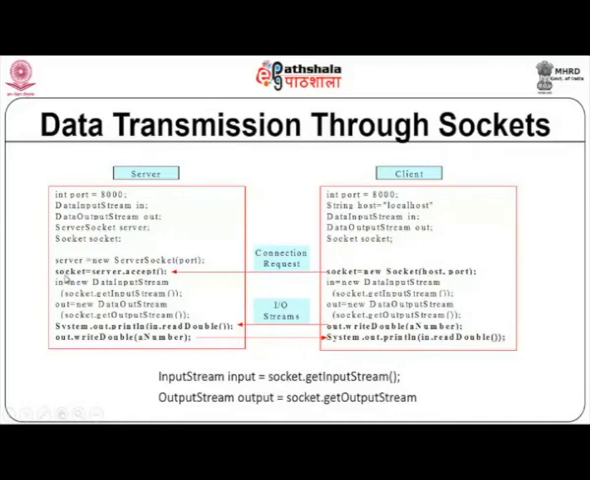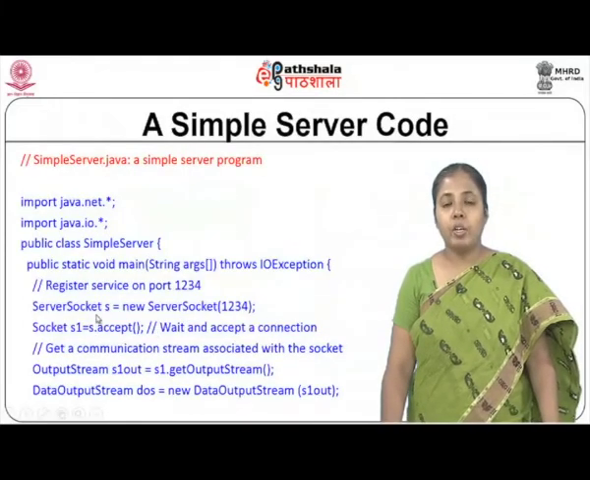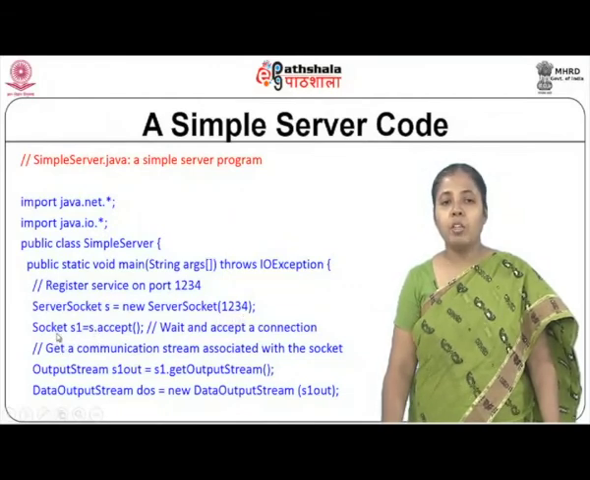Here the first two steps, creation of the server socket and the socket object, and creation of a socket object in the client, are the important steps we perform to make TCP communication. The rest of the code is IO communication through input and output streams. So, this is a simple Java program. As I told you, we create a server socket on port number 1234, and we make the socket listen on that port number using the accept method.